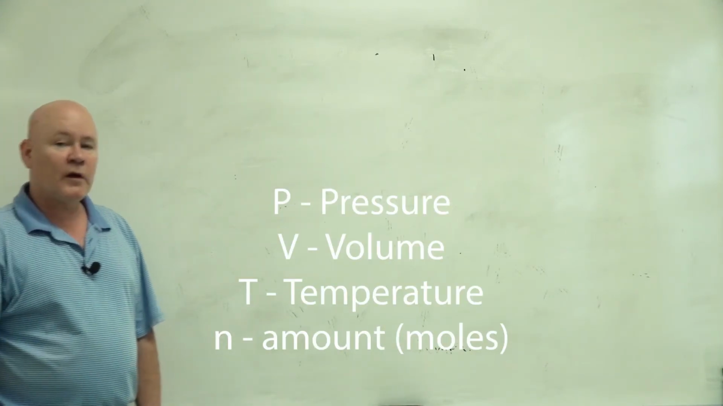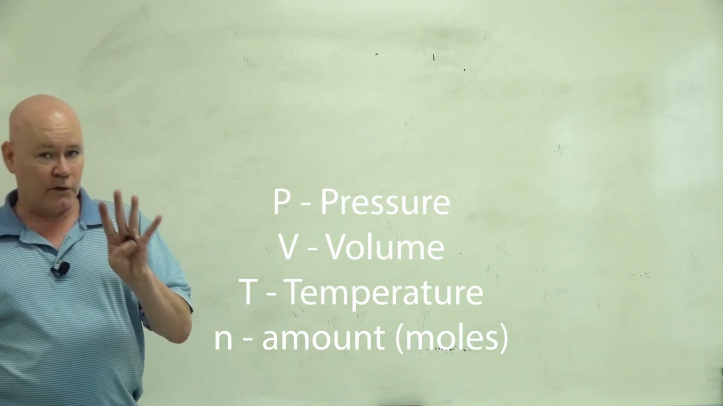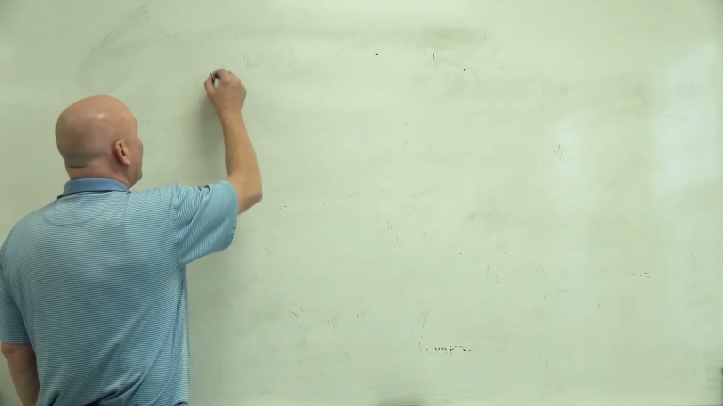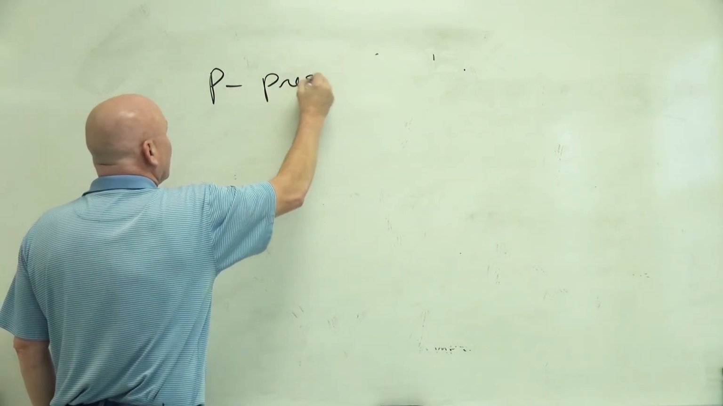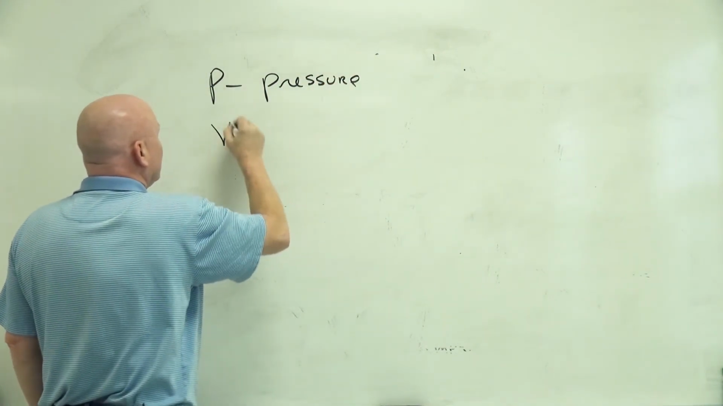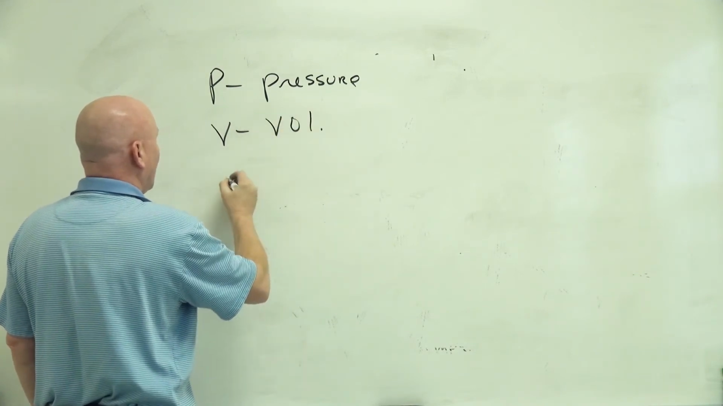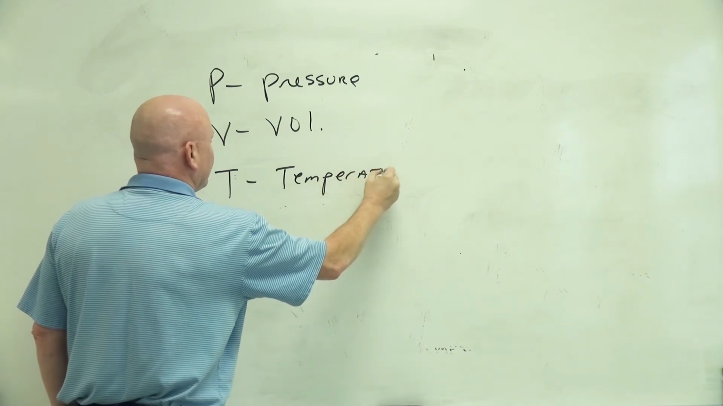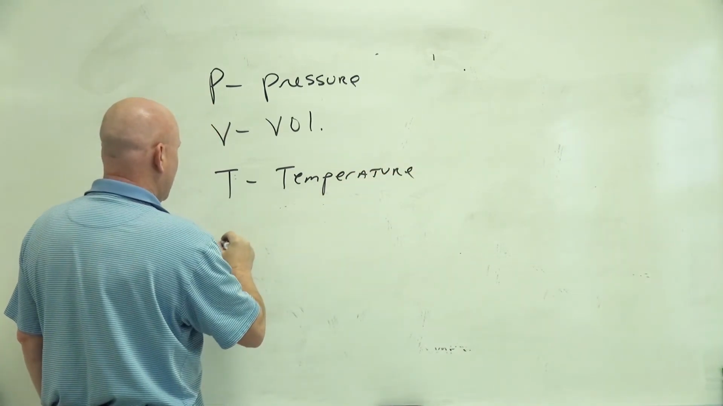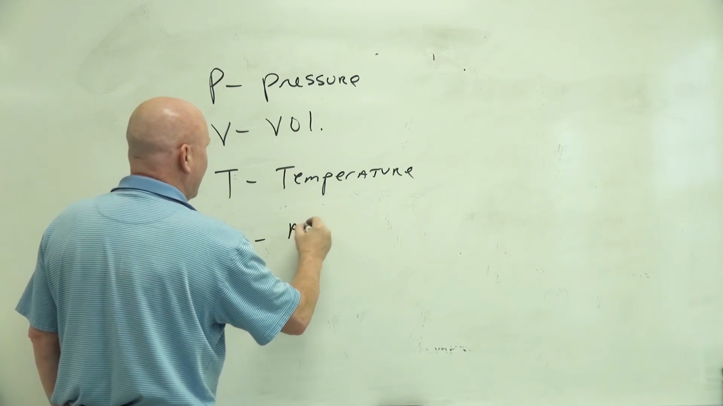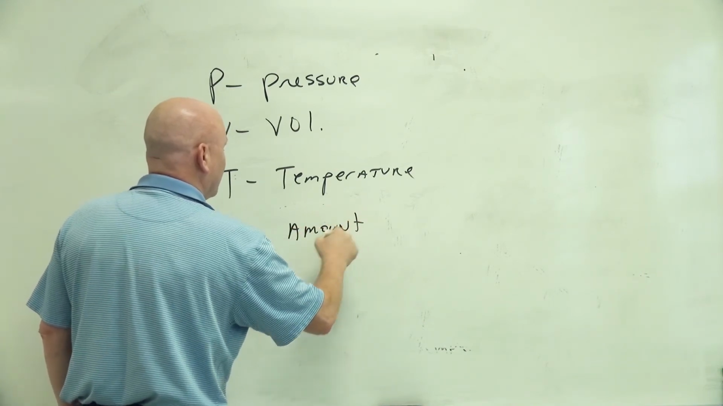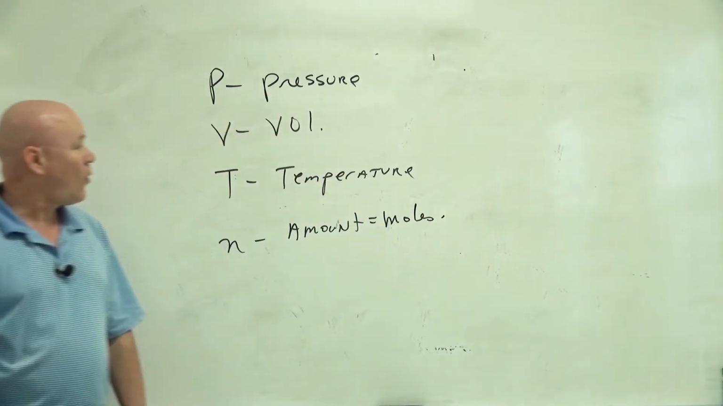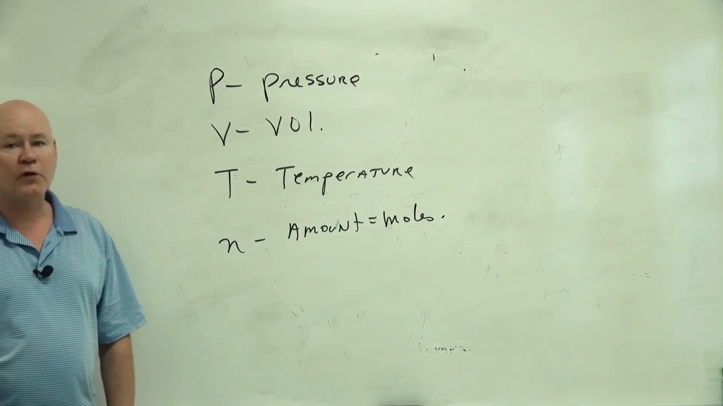So to summarize, we have 4 units, just 4 units that we're going to be using for gas law calculations. And they are P for pressure, V for volume, T for temperature, and n, lowercase n, for the amount, which is moles. So there's your 4 units. All gas law problems are going to use just these 4 units.